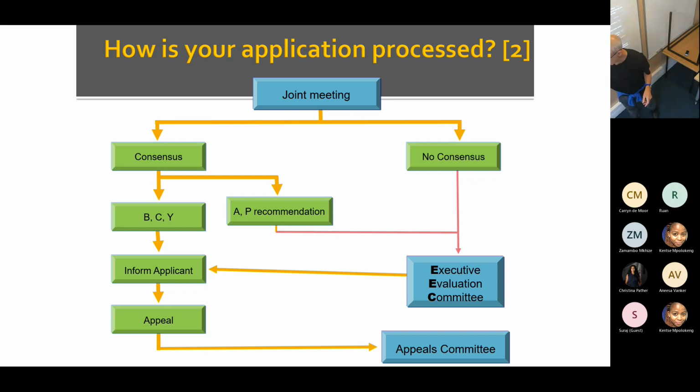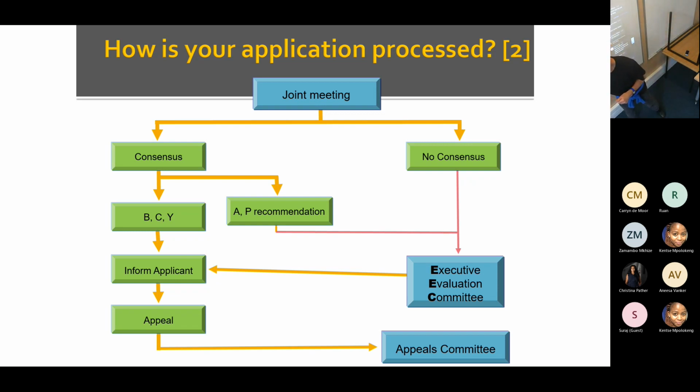Now, if you agree, you'll decide B, C, or Y, and that will result in a letter going to the university, and that letter will be passed on to the successful candidate. That's it. If you recommend A or P, it will go for confirmation to this committee, because they're big stakes. They don't always trust the specialist committees.